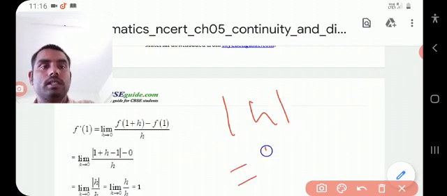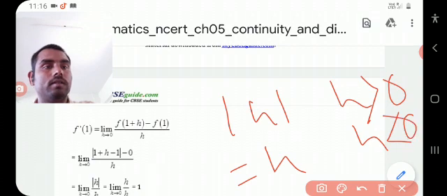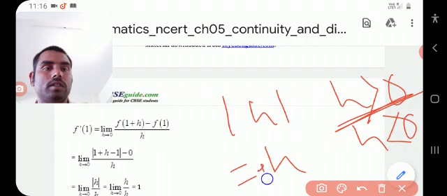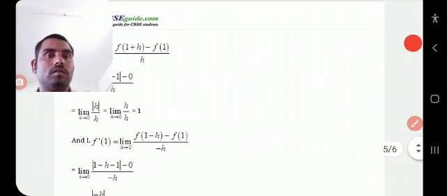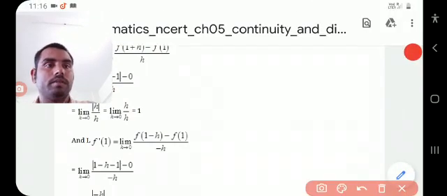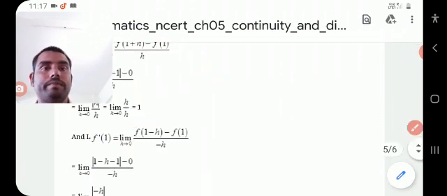So mod h means it is h, because here on the right side, h is greater than 0. If it is the left hand side, then it will be minus. Okay. Since it is the positive part, we write plus h. So after simplification, this h by h, h tends to 0, that means not equal to 0. So that is 1.